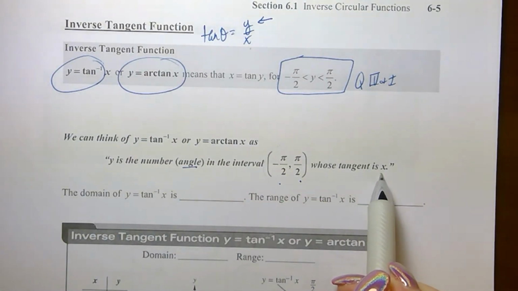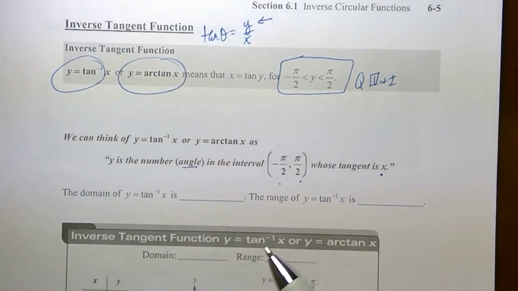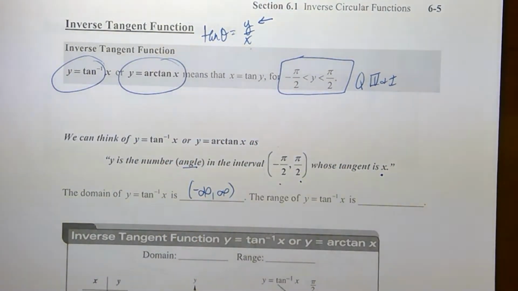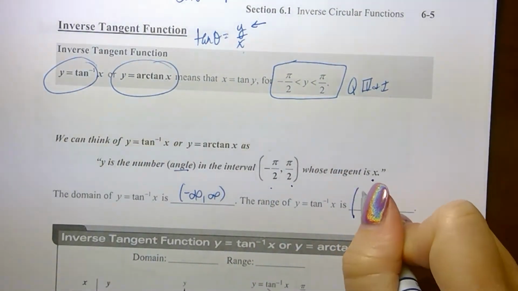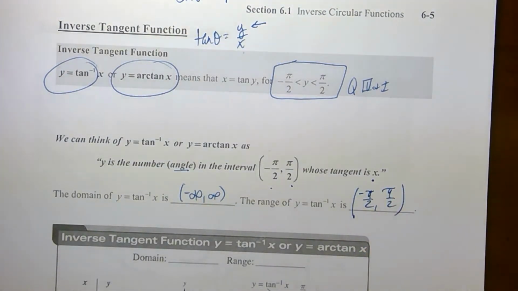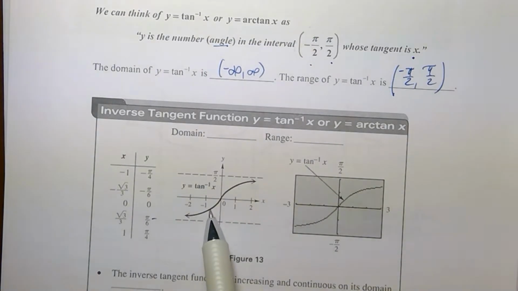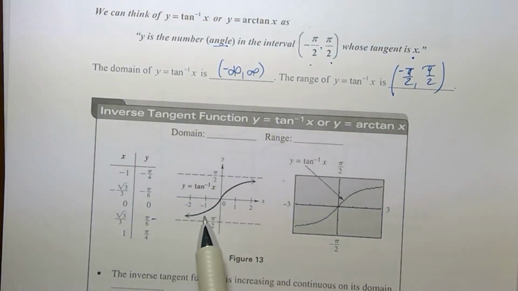Now think about tangent function values. Tangent compares the y to the x. It can be anything. That tangent function value is all real numbers. That range, though, is restricted. Now notice that my restrictions do not include negative pi half and positive pi half. They do not include those endpoints. Because when I look at the graph of my tangent function, it kind of looks like my cube root function.